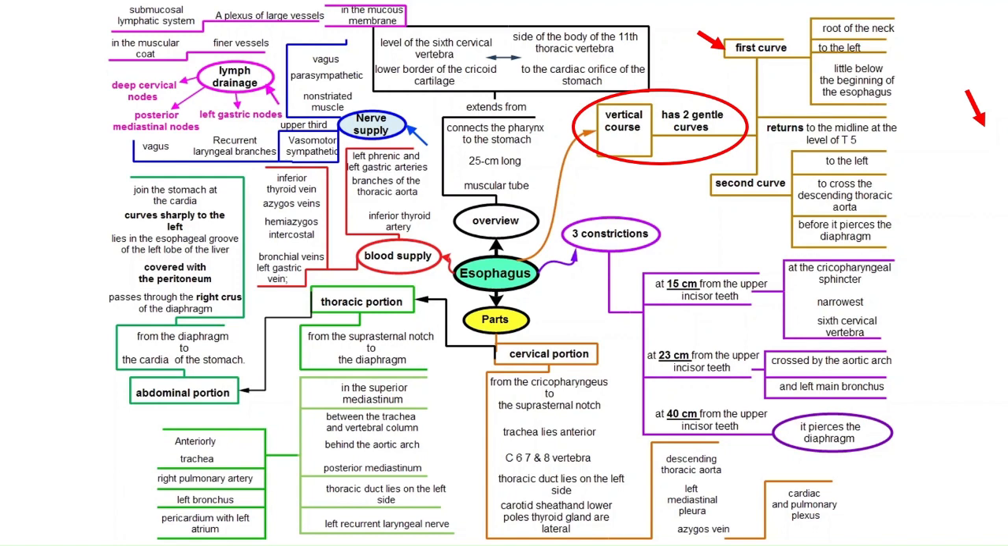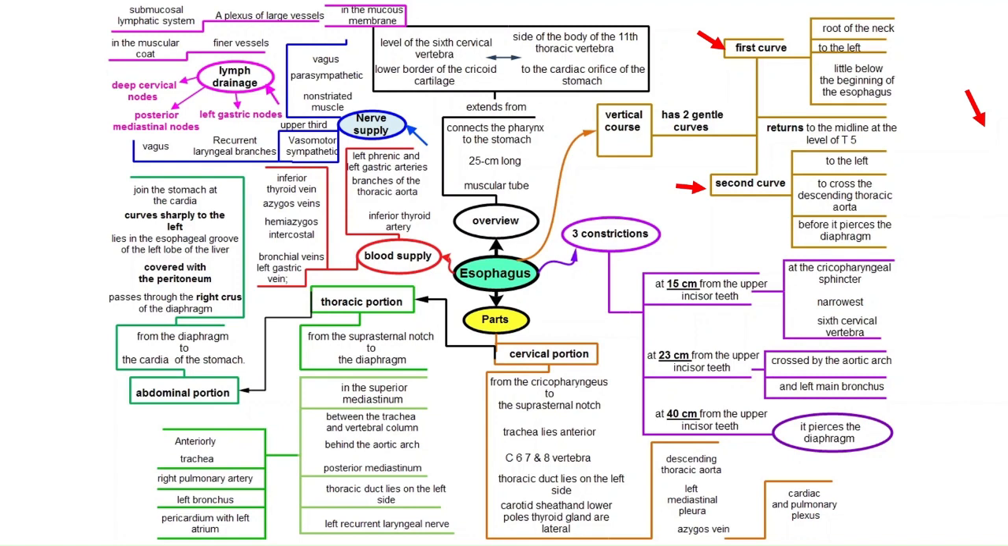There is the first at 15 centimeters from the upper incisor teeth, right? And it is at the level of the cricopharyngeal muscle, the lowest part of the inferior constrictor, and it is at the level of the 6th cervical vertebra. These are the keywords and the very basic information about the first constriction.